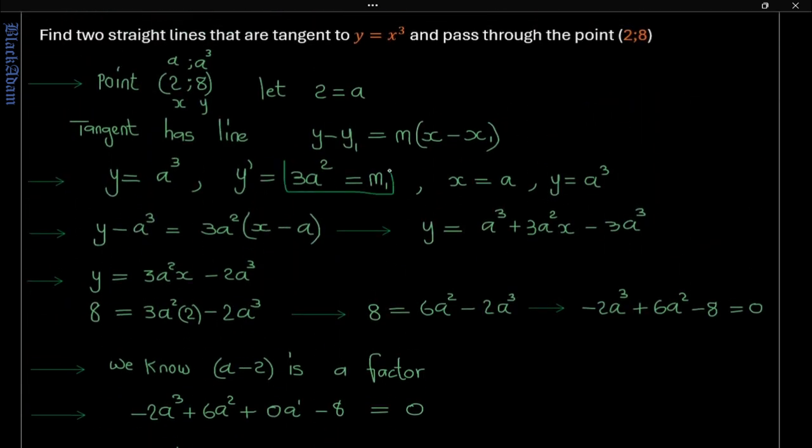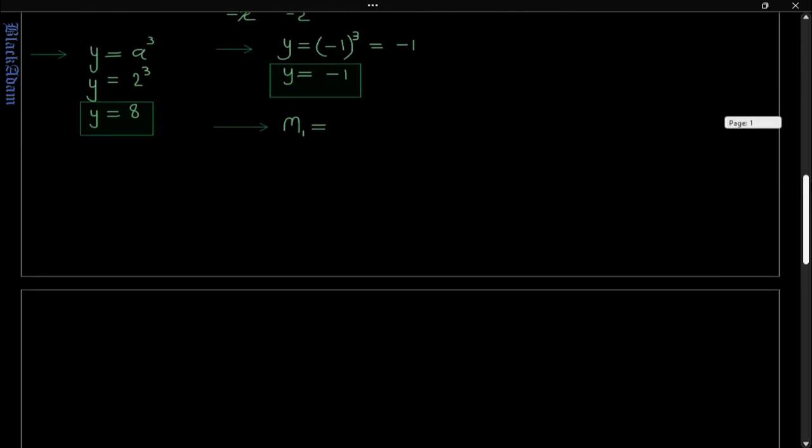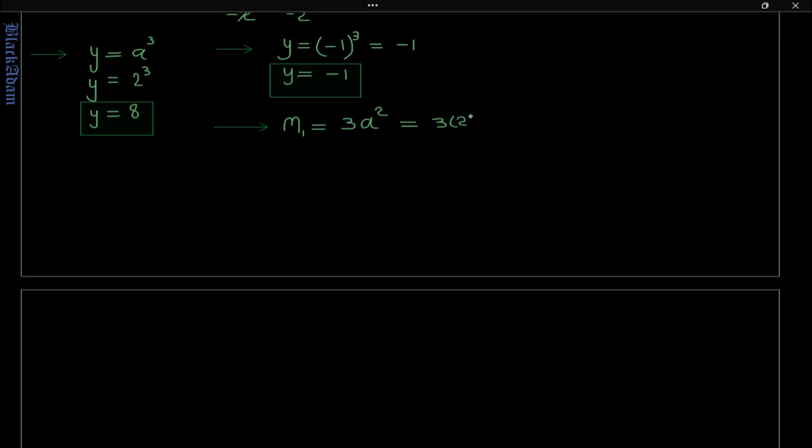we use the equation of the gradient, which is 3a squared. So gradient 1 is going to be 3a squared, which is 3, where a is 2, and then power 2, so 2 to the power 2 is 4, and then 3 times 4 gives us 12. So our gradient 1 is 12, where y is 8, and that's our gradient.